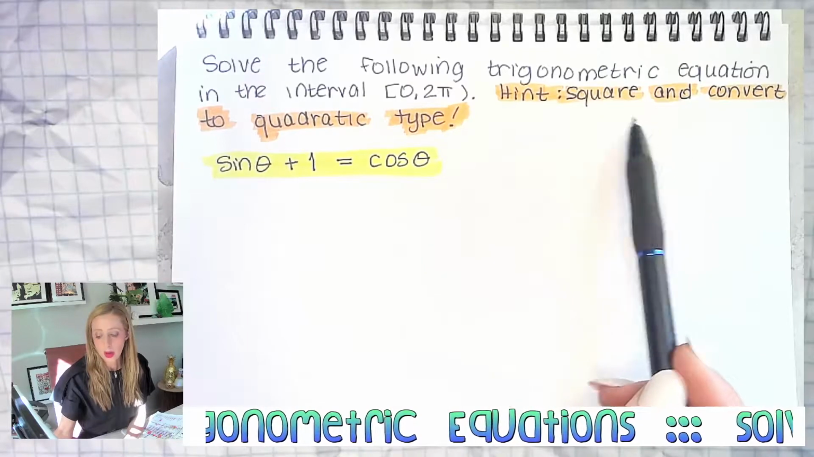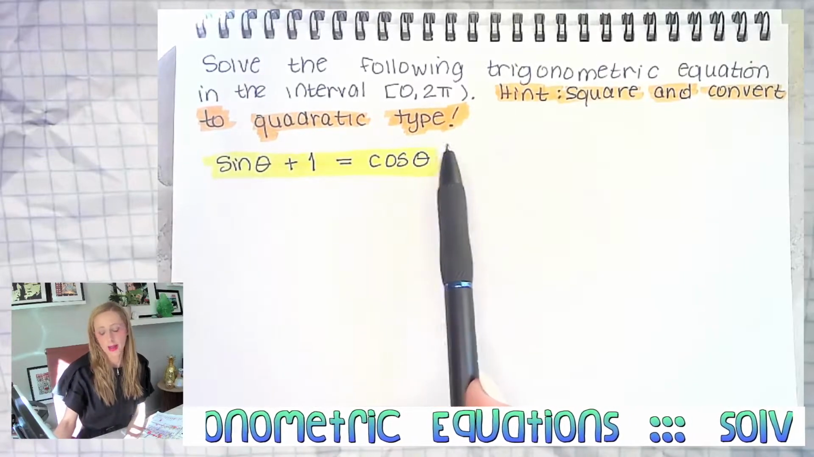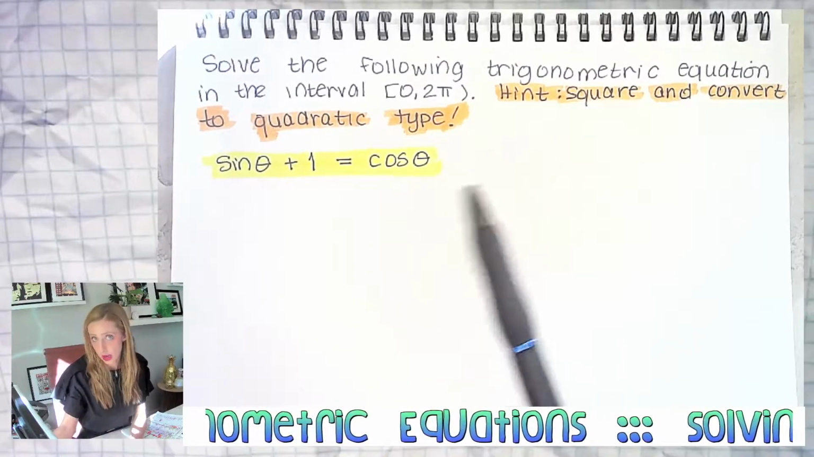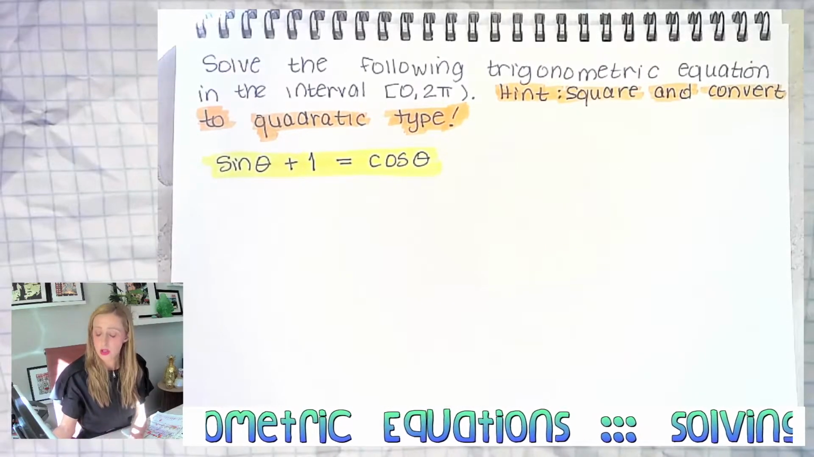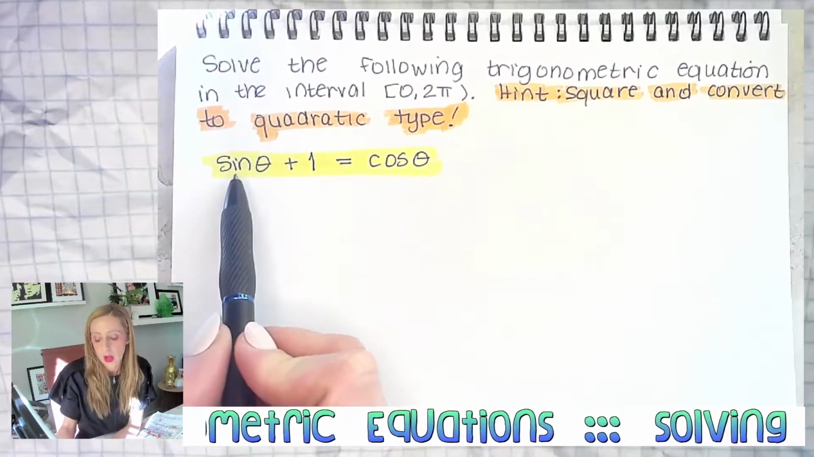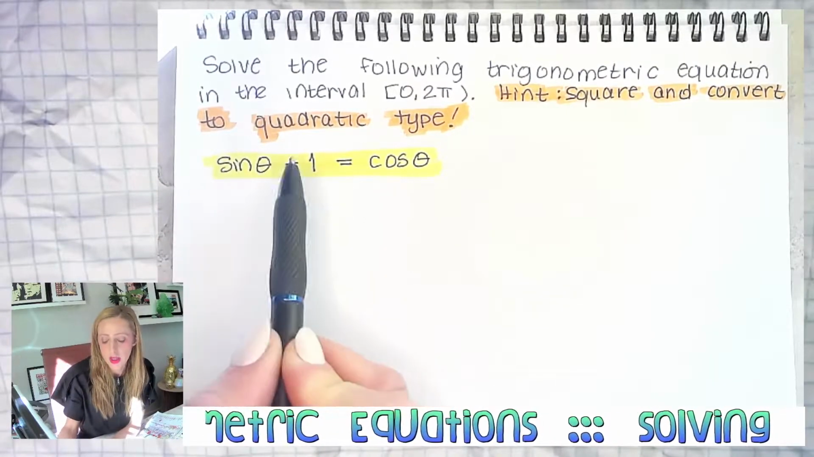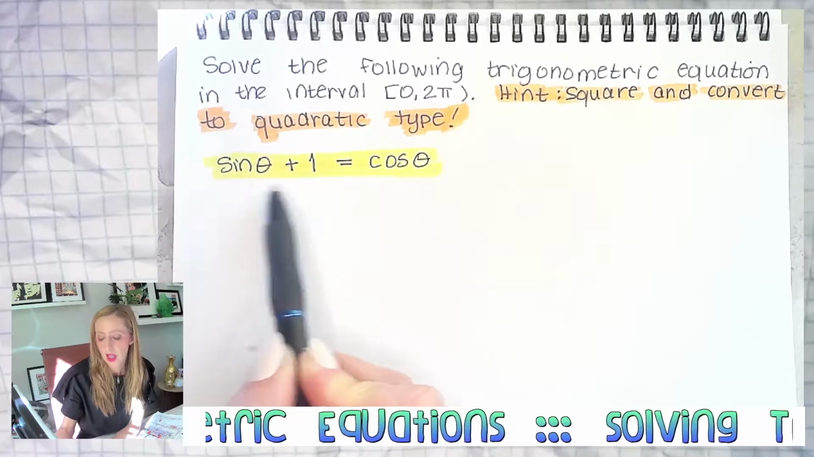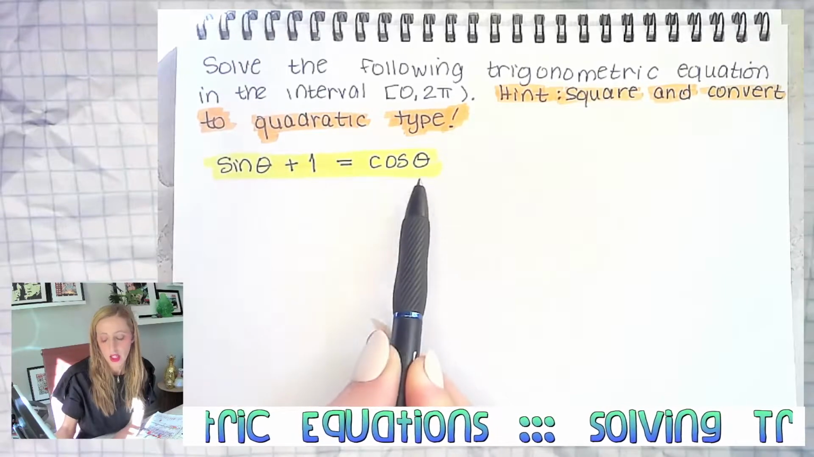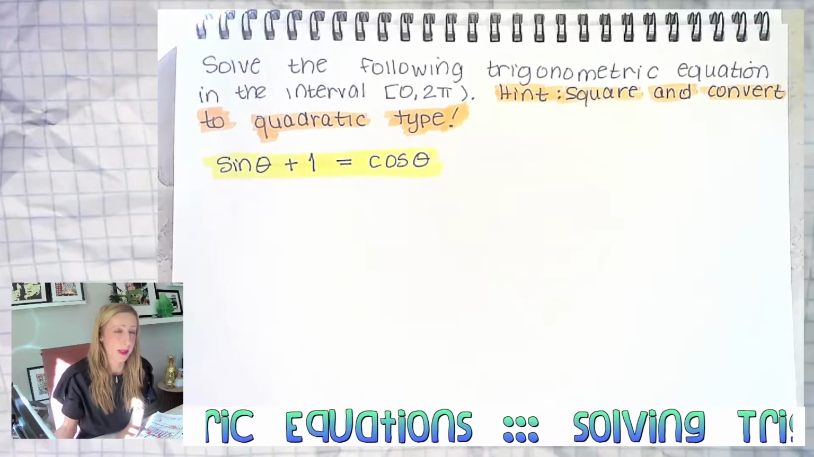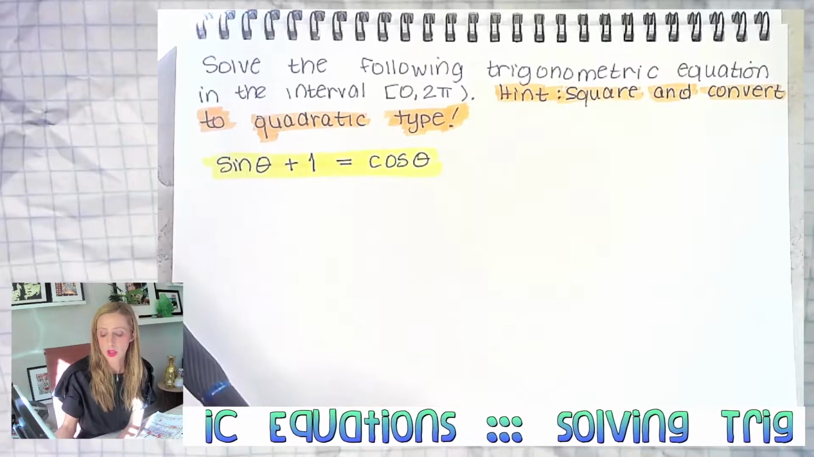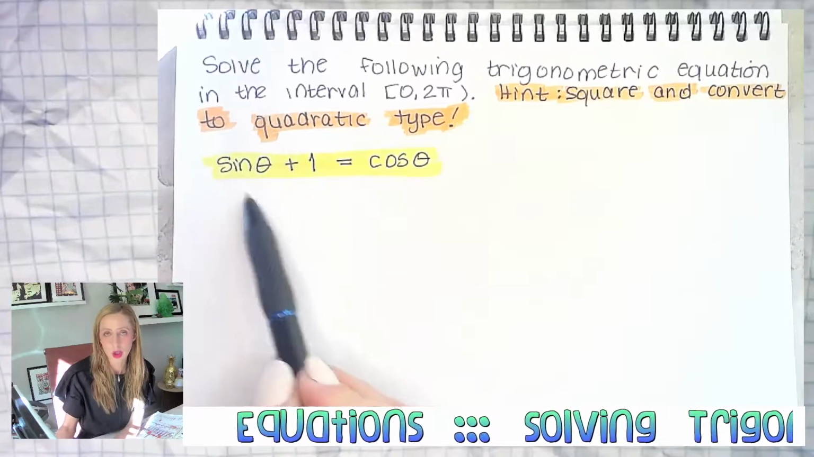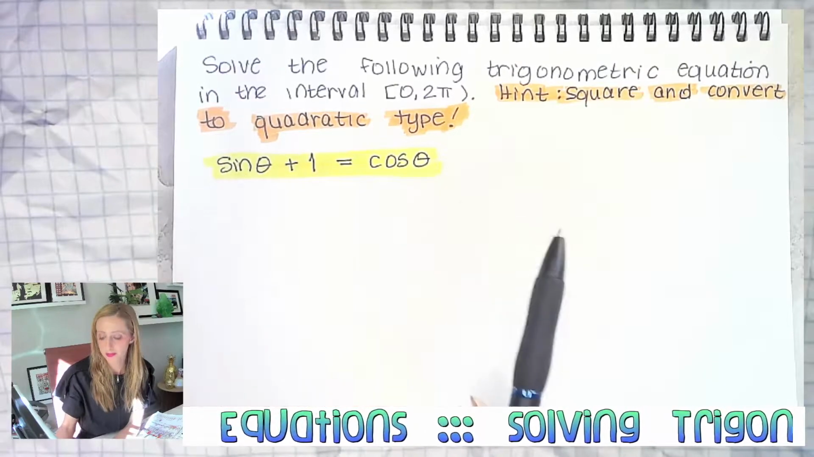Hint: square and convert to quadratic type. Hints won't always be given to you. You are taking advantage of the fact that they are right now. So let's look at this. We only have one equation, but we have two trigonometric functions mentioned in here. If you have two different trig functions, it's almost like you want to think of it as a system of equations. We want to substitute something in so that we could get it into just one trig function.